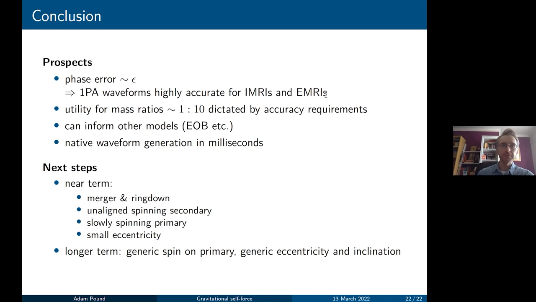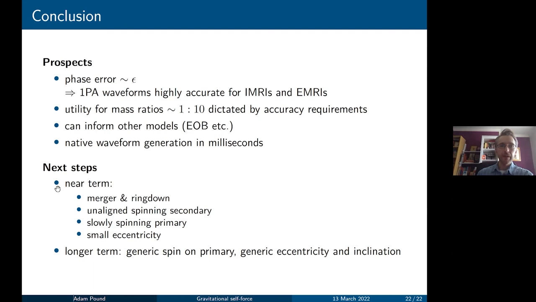But of course, we can then also use self-force to do other things, like we can inform EOB, we can further calibrate the small mass ratio limit of EOB, basically to help EOB capture mass ratios like 1 to 10, 1 to 100. But it's important to stress again that this is a different kind of paradigm where we're not using self-force to inform other faster models. Self-force is already fast. We can generate these waveforms effectively instantly.